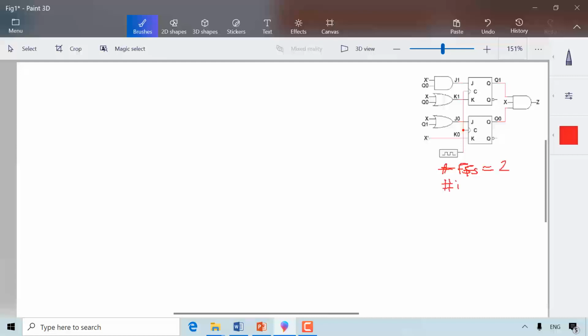How many inputs do I have? Let's see, what number of inputs can I see here? X. So I have one input, which is X. So here is Q1 and Q0, and I have one input, which is X. How many outputs do I have? I have one output, which is Z. It is essential that I do this analysis because it is critical for building the state table. Now, let me build my state table at this point.